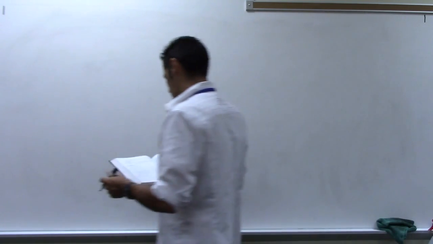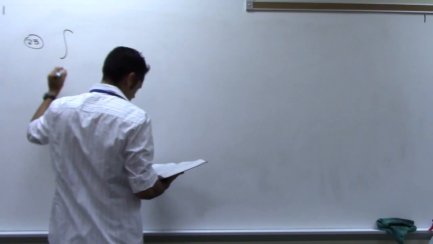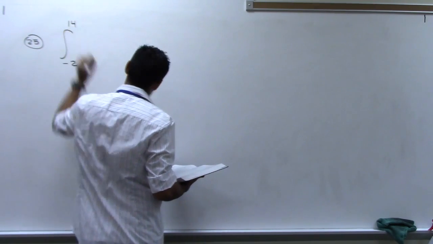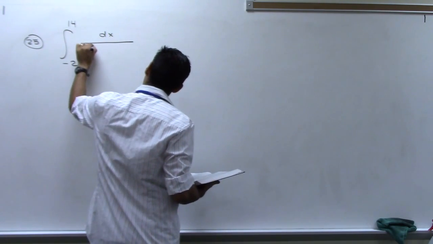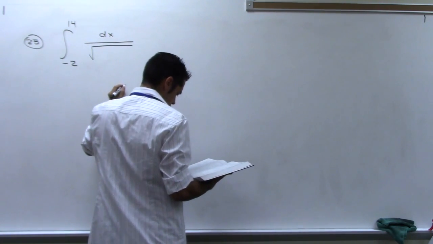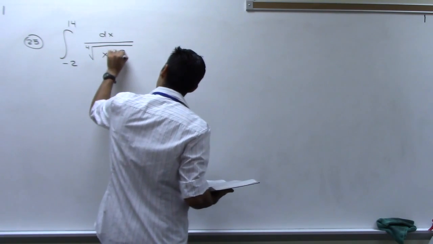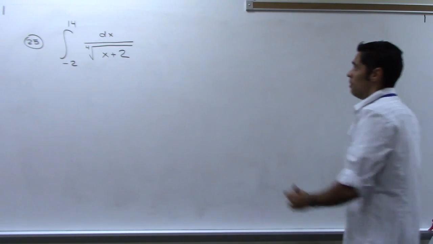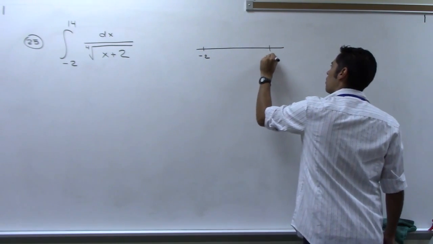Let's see here. 25. Integral from -2 to 14 of dx over the square root of, fourth root of x plus 2. Let me draw my interval here. -2 to 14 is where we're looking.